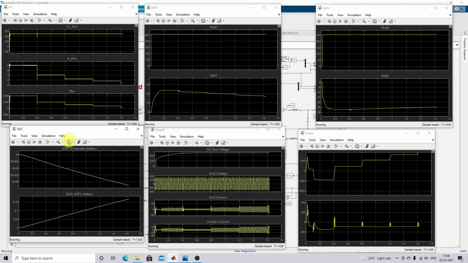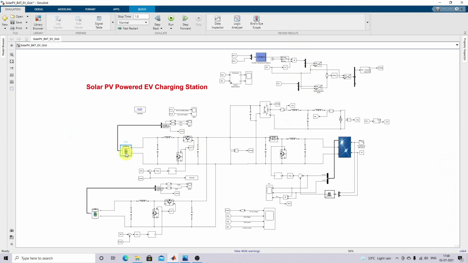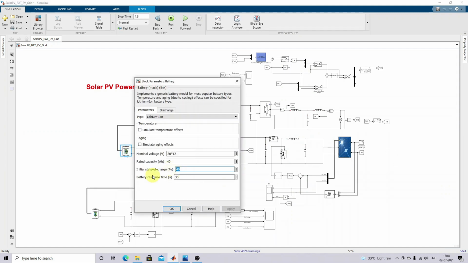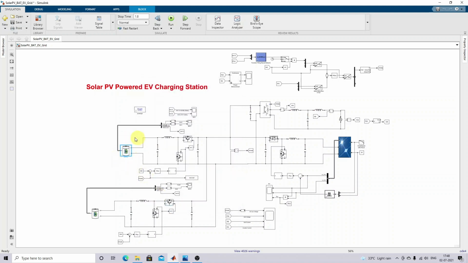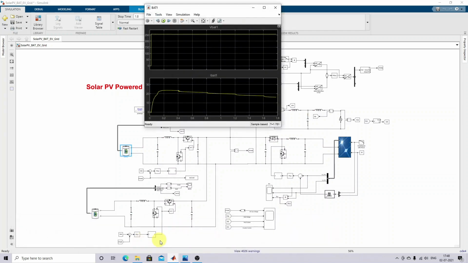So this is another condition we discussed. Now the condition is that the SOC is 40 percent, meaning the storage battery has 40 percent and the EV battery has less than 10 percent. This is the result of this condition. Next, I'm going to change the battery percentage to 10, which means the stationary battery SOC is 10%.